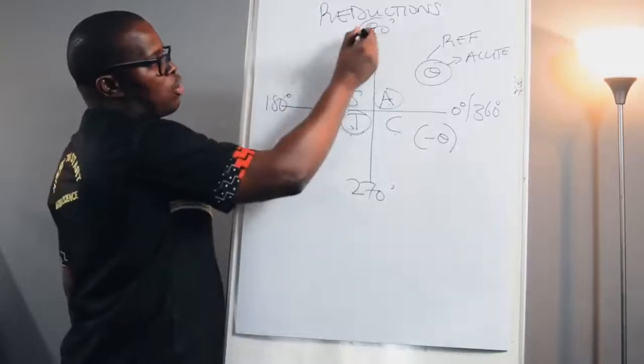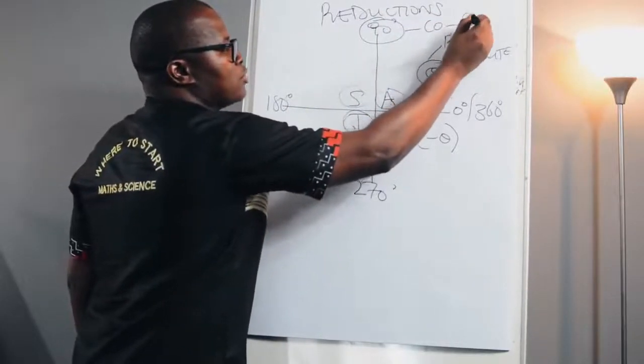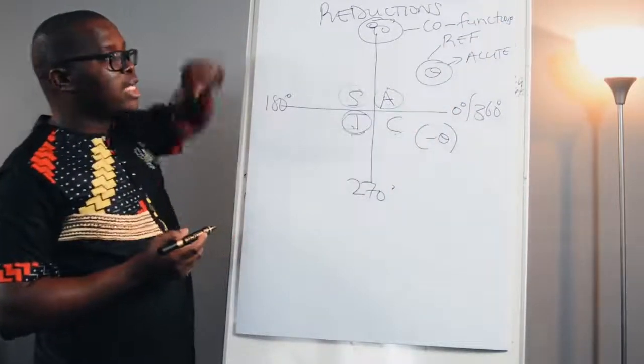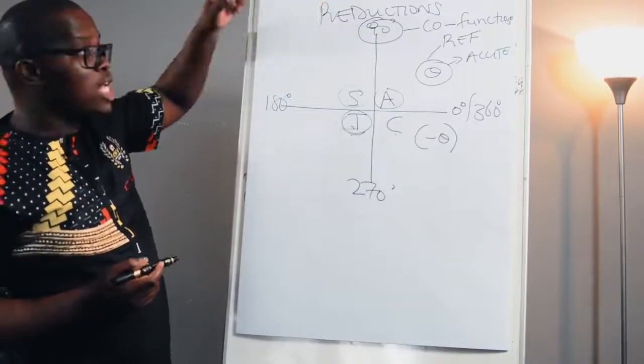So there is something special about that. 90 degrees gives us what we call cofunctions. This is what we call cofunctions. Now, when you use 90, sine changes, sine becomes cos, and cos becomes sine.